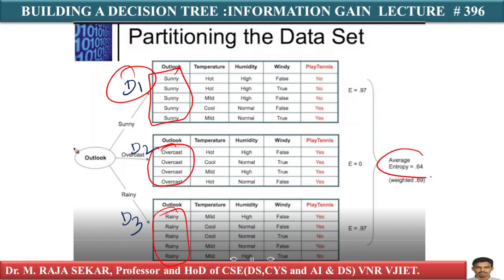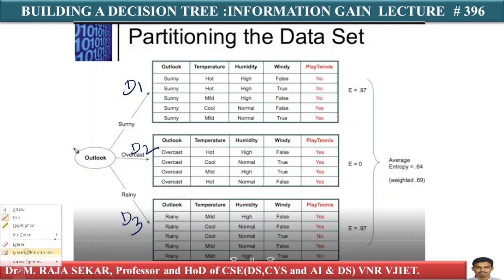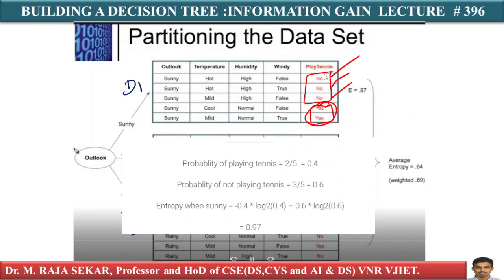What is my average entropy? 0.64. What is my weighted average entropy? 0.69. This anyway we will try to understand. Now, if you compute the entropy of class label y on data set D1, how can I calculate? I have 3 nodes here, isn't it? And 2 S's. Just see, probability of playing tennis. How many S's are there? There are 2 S's. Total, how many are there?